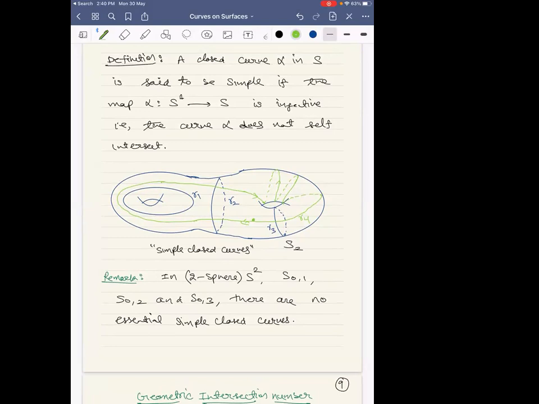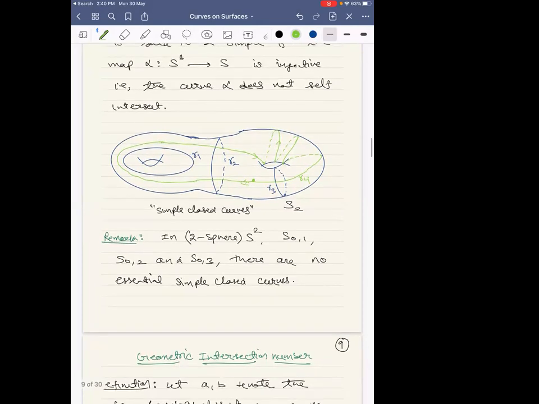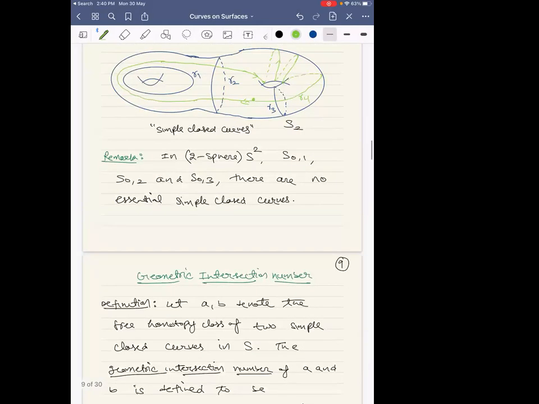So not essential, yes. Similarly, if you look at a thrice punctured sphere, or a pair of pants, there also you will see that any non-trivial curve you pick is just homotopic to a boundary component. Yes, so this you can see. Okay.